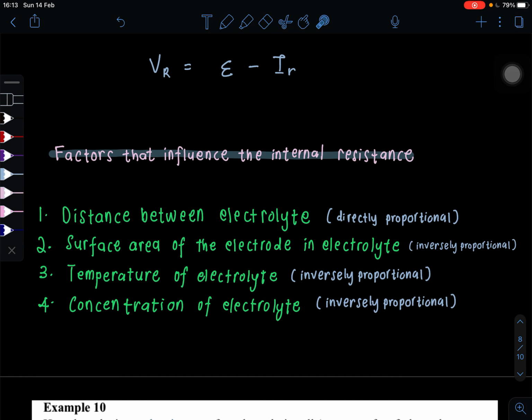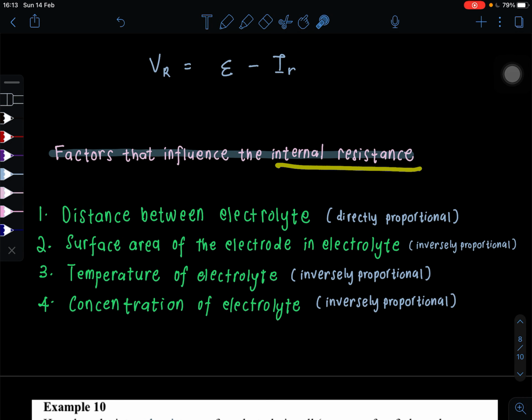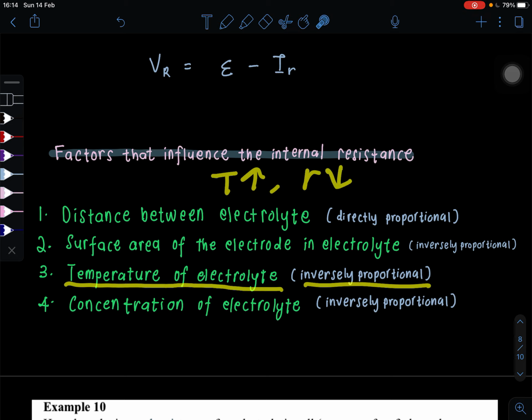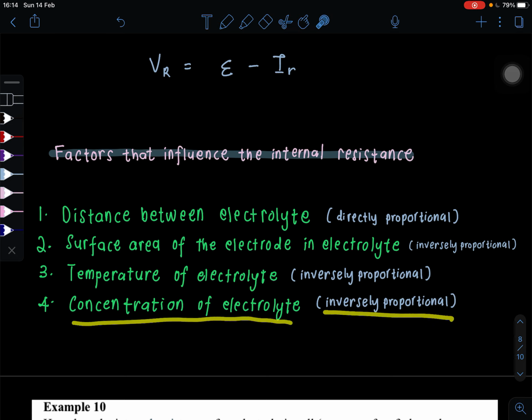Okay, next we look at the internal resistance. There are a few factors that influence internal resistance. First one is the distance between electrolyte, which is directly proportional. So if distance increases, the internal resistance will increase. Next one is the surface area of the electrode in the electrolyte, which is inversely proportional. So if area increases, the internal resistance will decrease. Number 3, temperature of electrolyte, which is inversely proportional. So if temperature increases, internal resistance will decrease. Concentration of electrolyte is also inversely proportional. So if concentration increases, internal resistance will decrease.